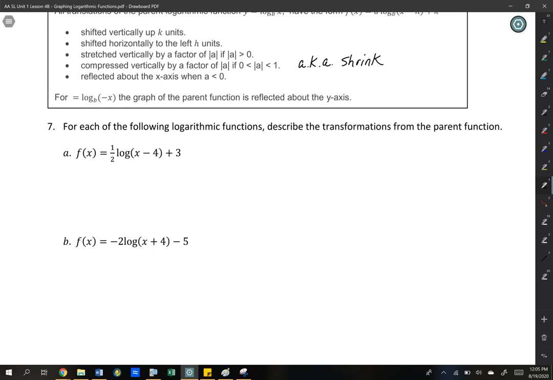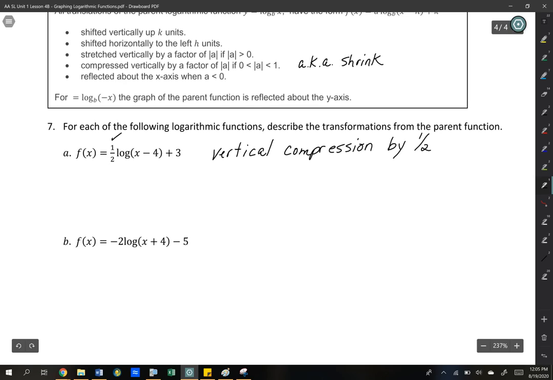All right, so first of all, we have that 1/2 out front. So we are going to have a vertical compression by a half. Okay, so that takes care of the half. Then we have that -4 in there. That means that we are going to go right 4. Remember, it's always the opposite when it's inside the parentheses. And then we have the +3. That means the whole function is going to go up 3.